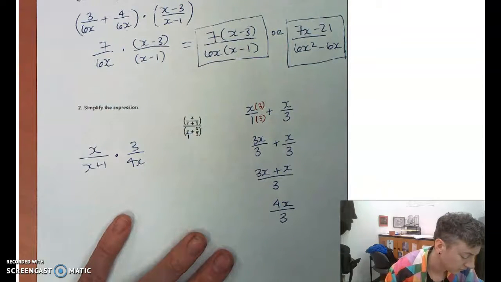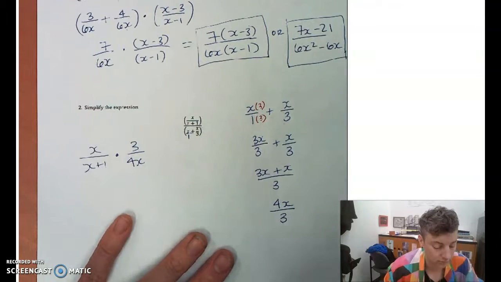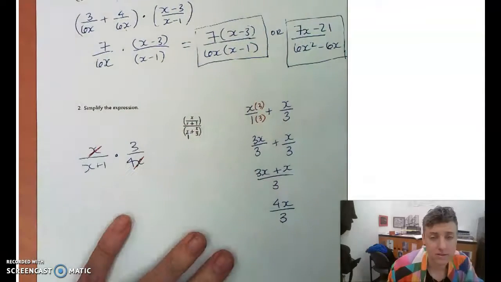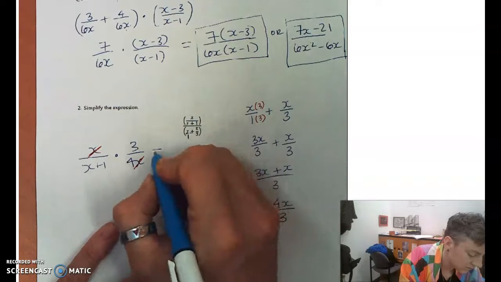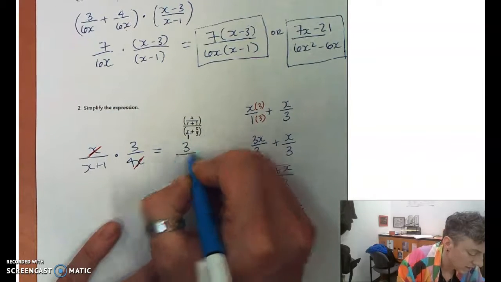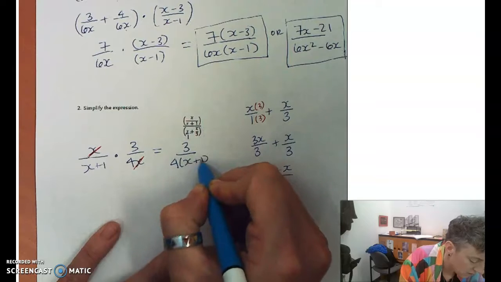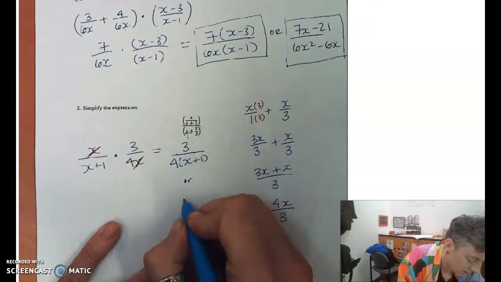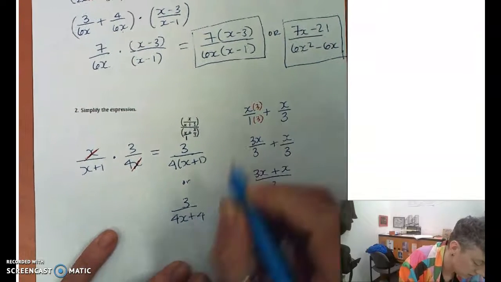Do you see anything that's going to cancel out? I see it too. See some x's. Bye, x's. So now all we have on the top is 3. On the bottom we have 4 times x plus 1. That could be your answer. Or you could say 3 over 4x plus 4.